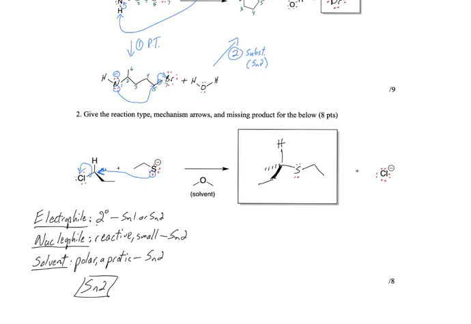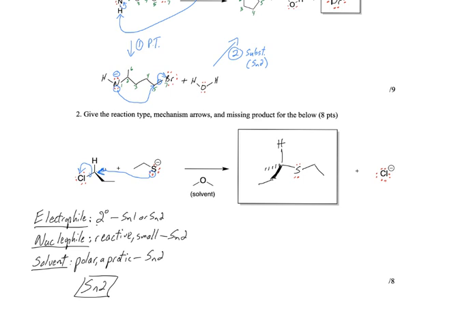Now for this one, it's very similar to a couple ones we've done in Achieve. What kind of reaction is it? So electrophile, secondary, so it could be SN1 or SN2. The nucleophile is reactive and small, that makes me think SN2. The solvent is polar aprotic, SN2, so I'm going with SN2.